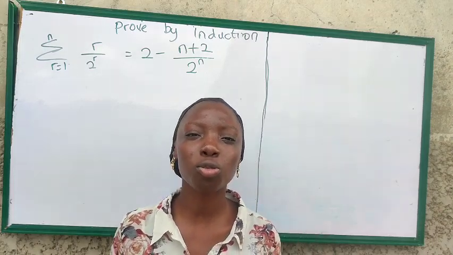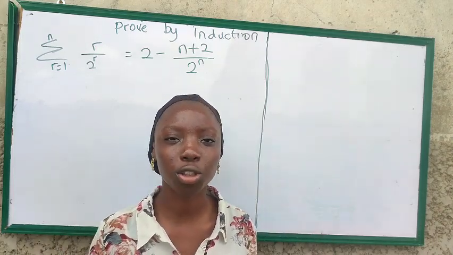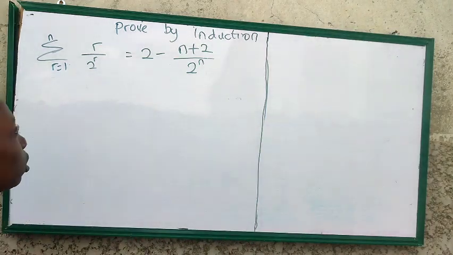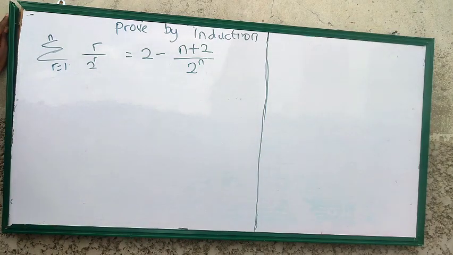In today's video, I'm going to be solving a question on mathematical induction. We have to prove by induction that the sum of r divided by 2 to the power of r, from 1 to n, equals 2 minus (n plus 2) divided by 2 to the power of n.